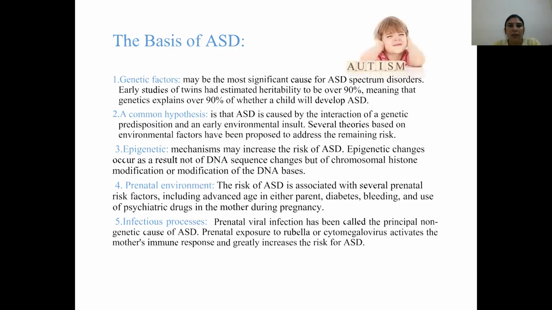The basis of ASD. Genetic factor. Genetics may be the most significant cause of autism spectrum disorders. Early studies of twins had estimated heritability to be over 90%, meaning that genetics explains over 90% of whether a child will develop ASD. A common hypothesis is that ASD is caused by the interaction of a genetic predisposition and an early environmental insult. Several theories based on environmental factors have been proposed to address the remaining risk.